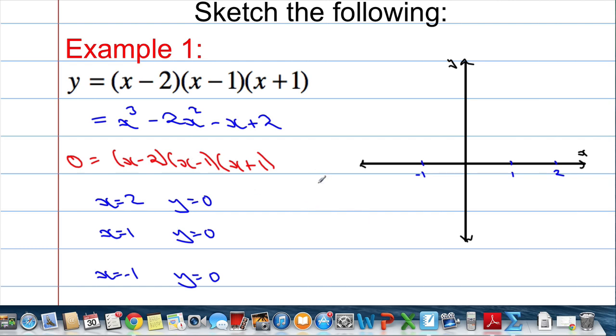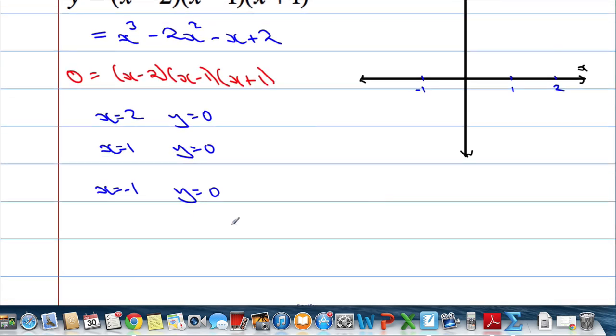The next thing I'd like to know is where does it cut the y-axis? It will cut the y-axis when x equals 0. So we end up with this. These are the x-intercepts.